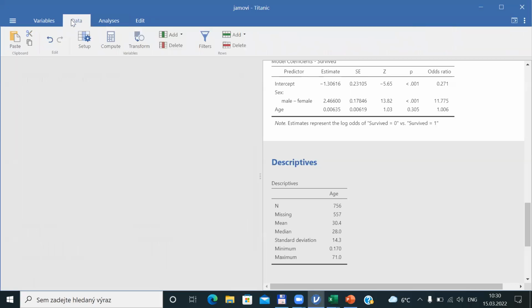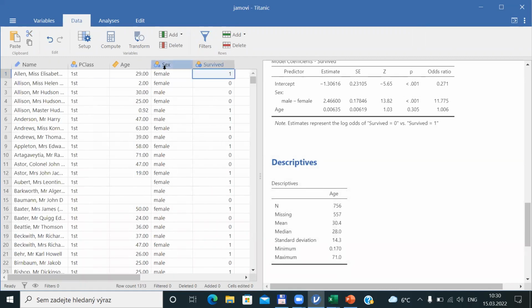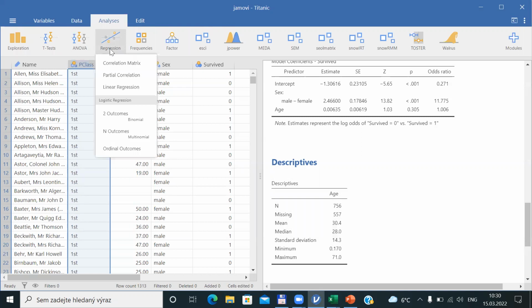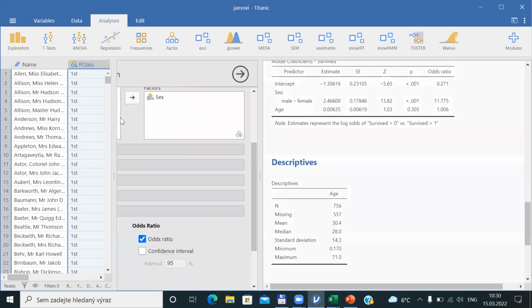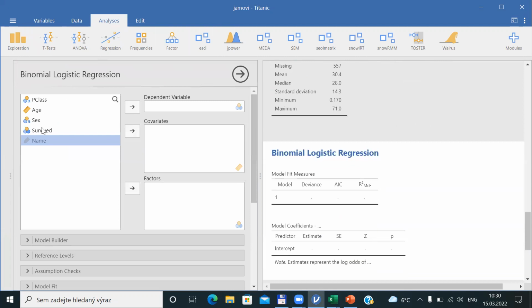variable that should be interpreted, that should be added into the model, would be the variable of class on Titanic. And once again, we know that there are 3 classes, and jamovi will do it for us automatically. That will create dummy variables. So once again, I would go into analysis, regression, binomial logistic regression, and once again, survived is the dependent variable.